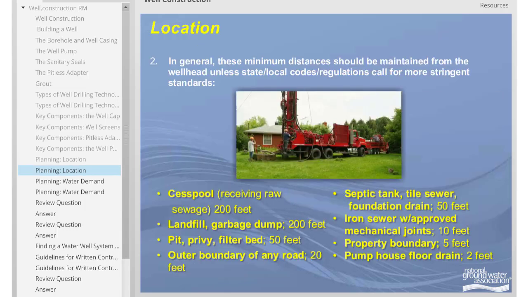In general, the following minimum distances from potential contamination sources should be maintained from the wellhead unless state or local codes or regulations call for more stringent standards. 200 feet from a cesspool receiving raw sewage or from a landfill or garbage dump, 50 feet from a pit, privy, filter bed, septic tank, tile sewer, or foundation drain, 20 feet from the outer boundary of any road, 10 feet from an iron sewer with approved mechanical joints, 5 feet from a property boundary, and 2 feet from a pump house floor drain.